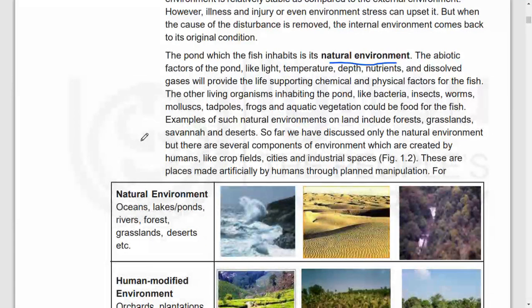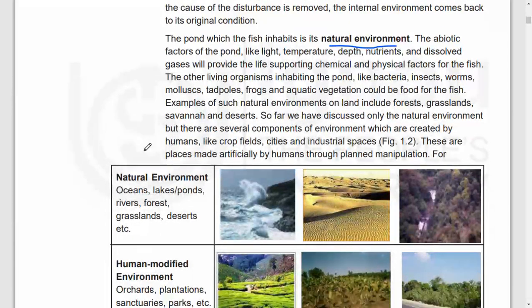So far we have discussed only the natural environment, but there are several components of environment which are created by humans like crop fields, cities and industrial spaces. These are places made artificially by humans through plant manipulation.